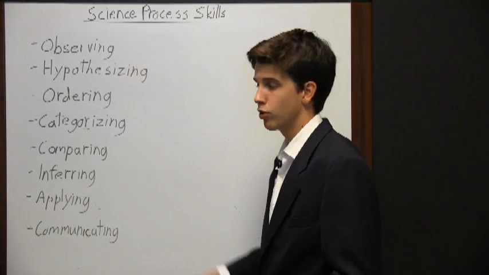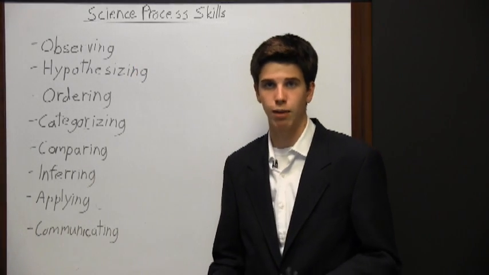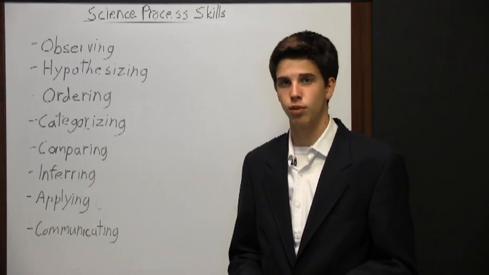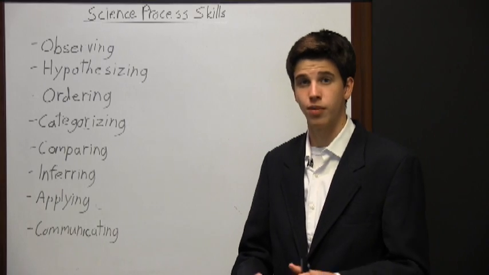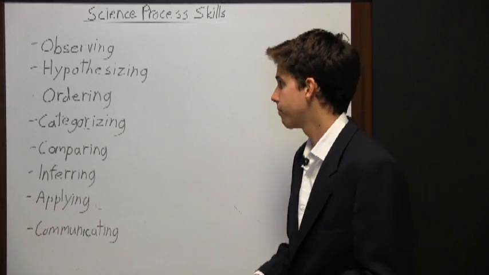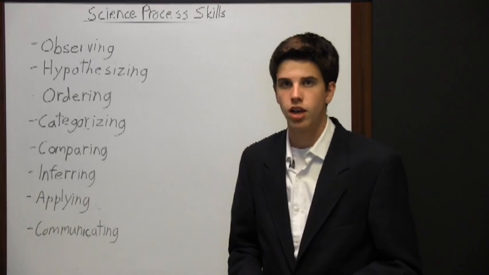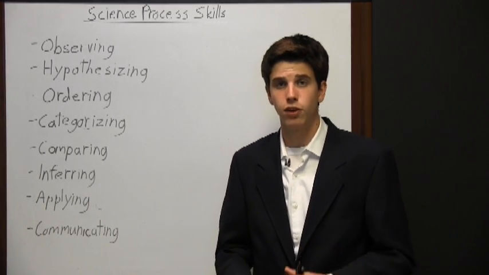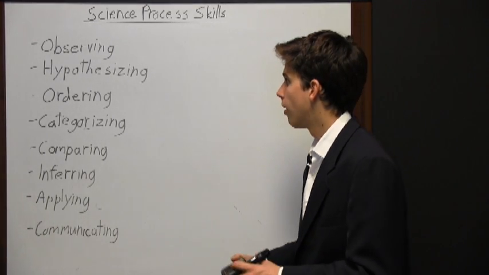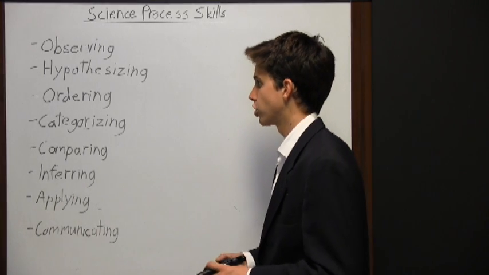So observing is pretty self-explanatory. This is being able to write down an accurate description of something observed in nature or something observed in an experiment. And then hypothesizing is building off an observation. You take an observation and then you form a prediction based off of that observation.